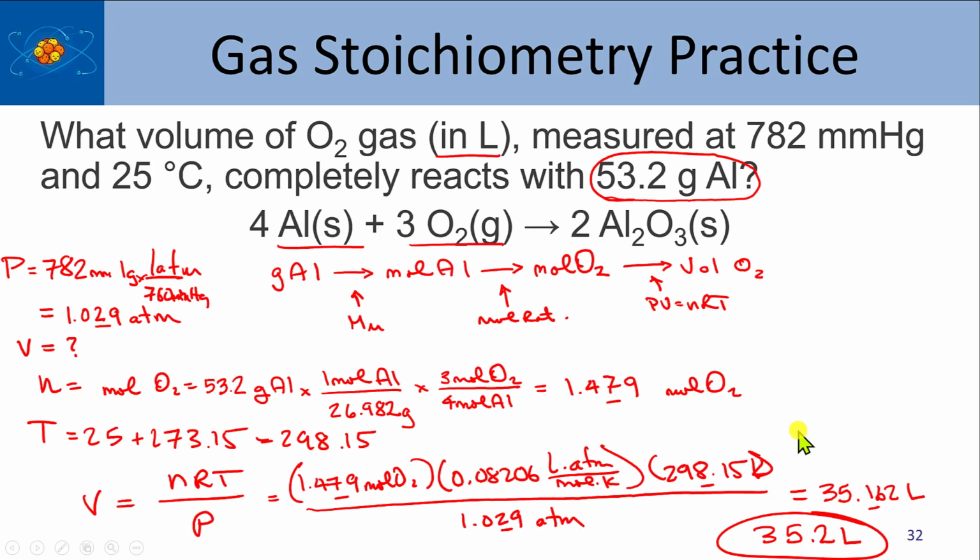And all you have to really do to finish this off, if you want to, is double check that all the units cancel out. Atmospheres will go like this, and Kelvin will go like that, and then you'll be left with liters, which is what we have down here.